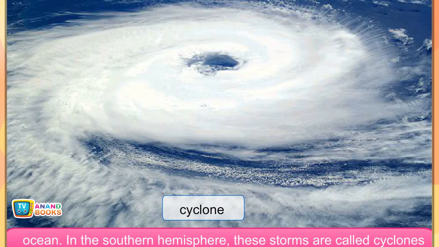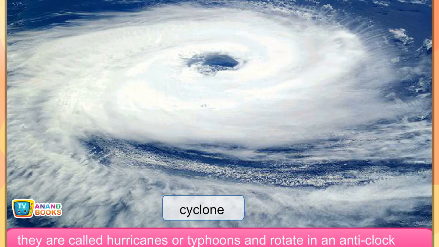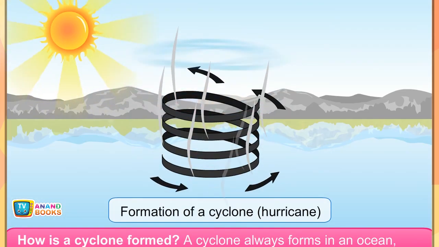In the southern hemisphere, these storms are called cyclones and rotate in a clockwise direction. In the northern hemisphere, they are called hurricanes or typhoons and rotate in an anti-clockwise direction. How is a cyclone formed?